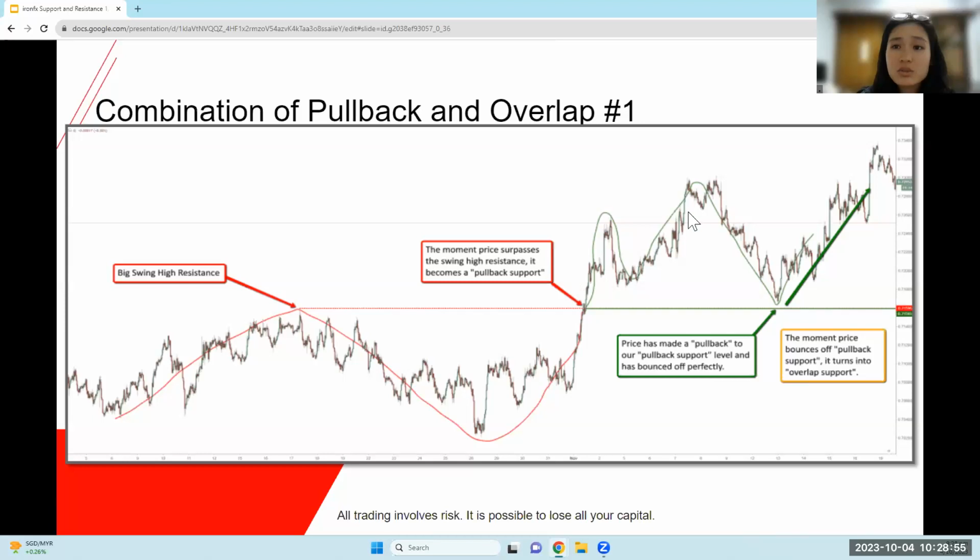Now, price has made a pullback to our pullback support and has bounced off of it perfectly. So once price bounces off of it, it then becomes an overlap support instead.